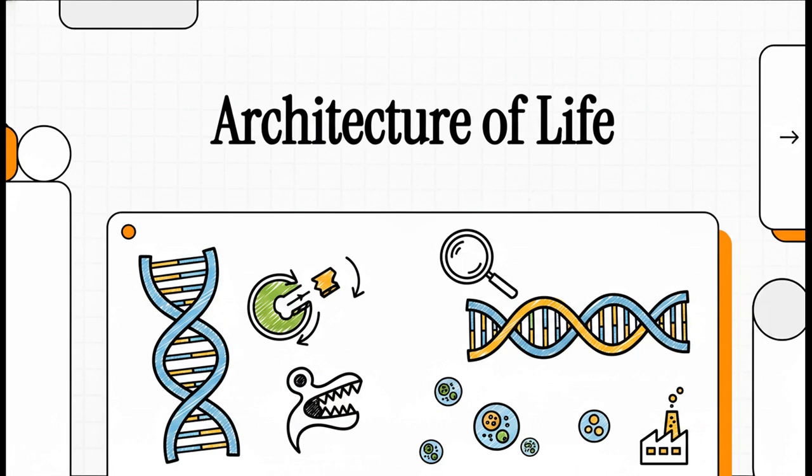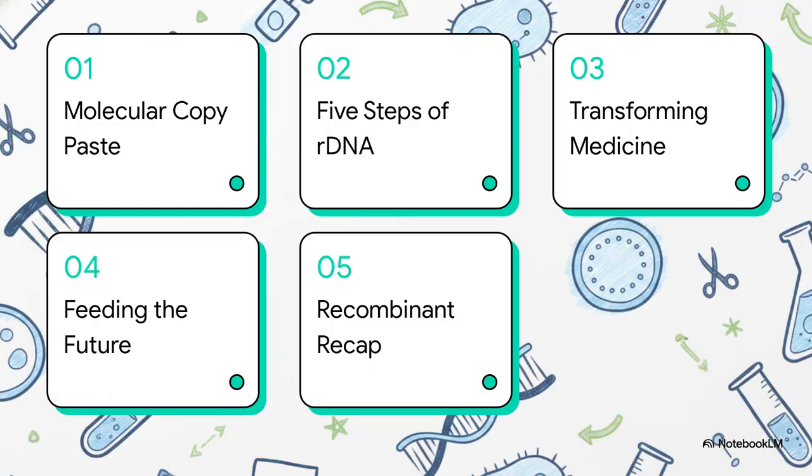If you've ever wondered how scientists are actually able to manipulate the building blocks of life to solve some of humanity's absolute biggest challenges, well, you're in exactly the right place. Here's our roadmap for today. We're going to hit the molecular copy-paste, the 5 steps of rDNA, transforming modern medicine, feeding the future, and then we'll wrap up with the recombinant recap.